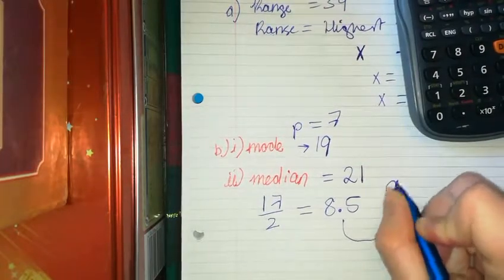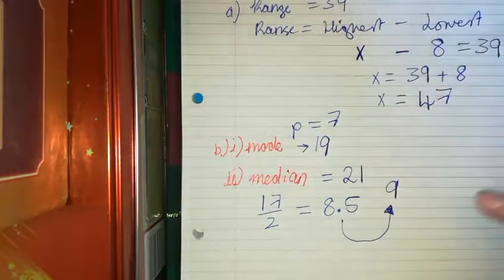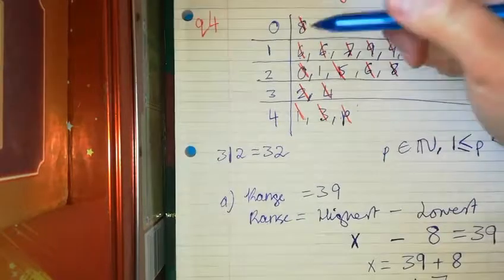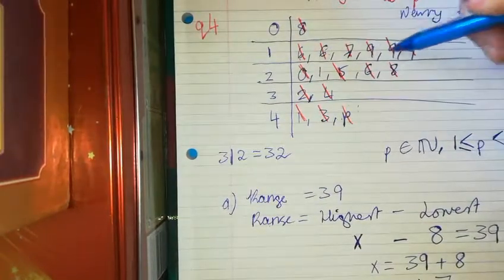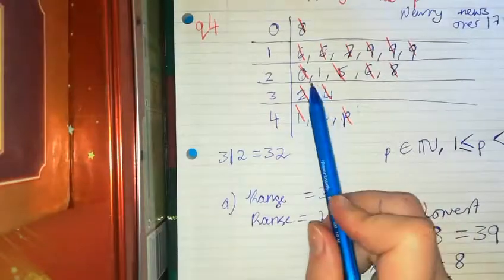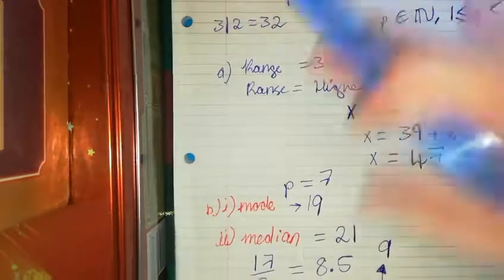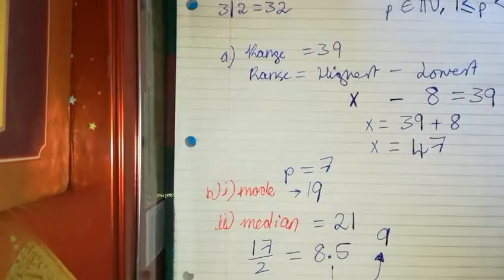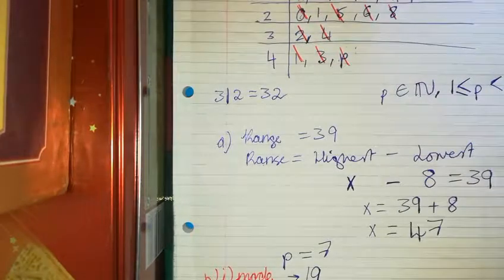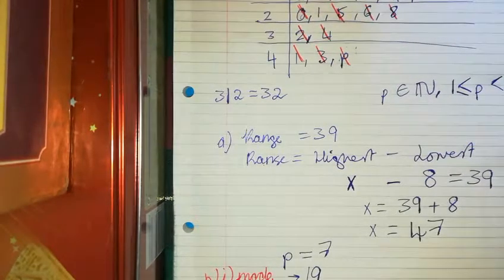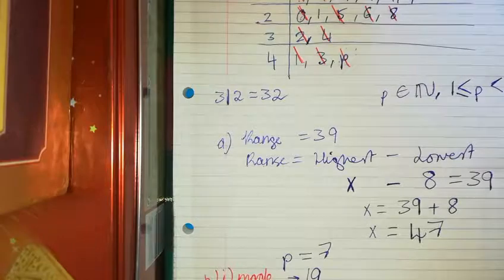So my middle value is going to be my 9th value. So 1, 2, 3, 4, 5, 6, 7, 8, 9. So my 9th value is 21. So I get the same answer either way if I do it. So we have 2 options for that. So that's my median. And then the sum of the data in the stem and leaf diagram.